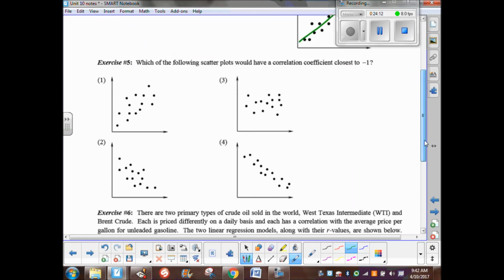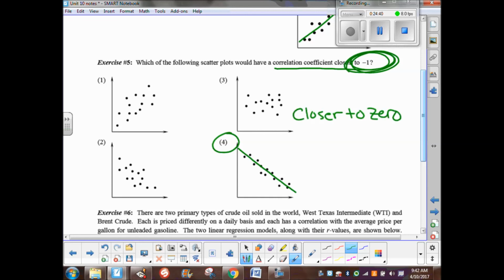Which of the following scatter plots would have a correlation coefficient closest to -1? Okay. 4. Downhill, pretty good. Pretty close to -1. What about number 3? What would that be close to? Well, what's nothing then? It'd be closer to 0. Okay. All right, guys, we're good.